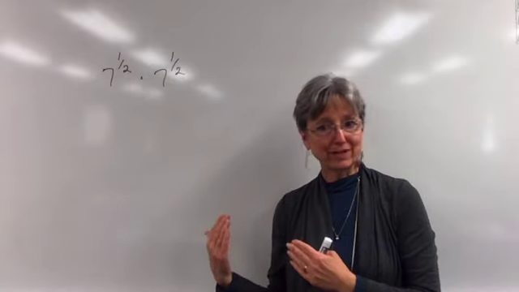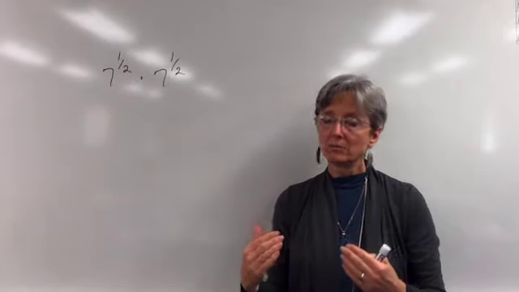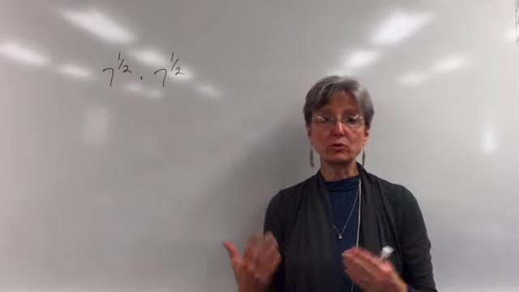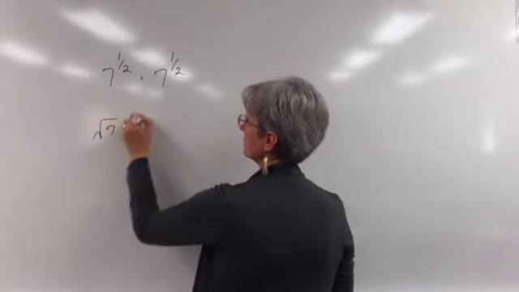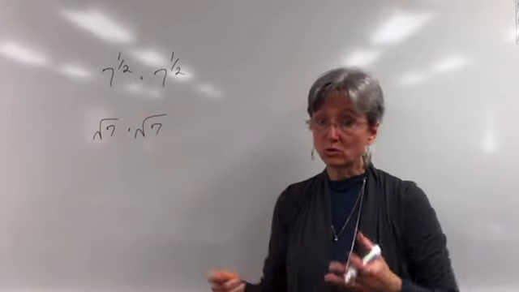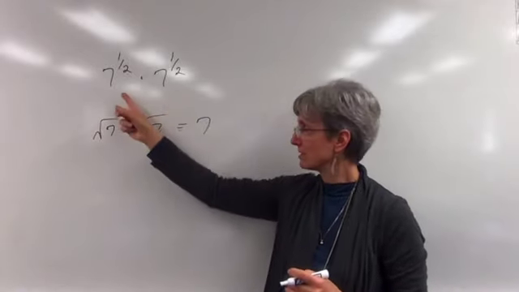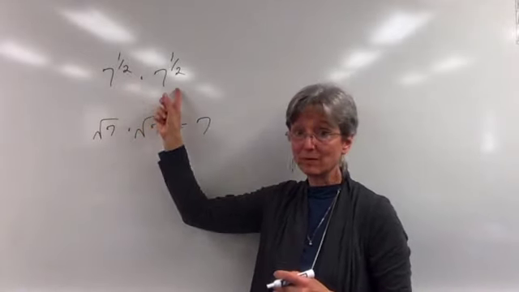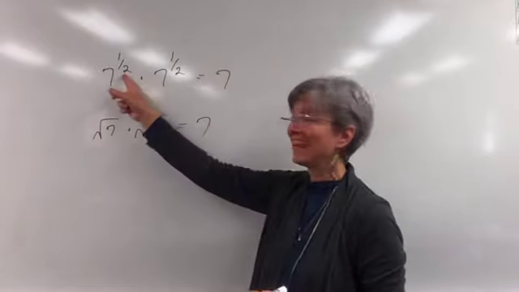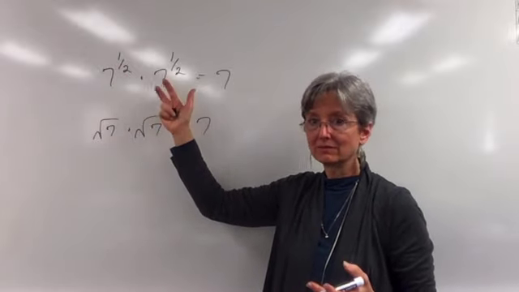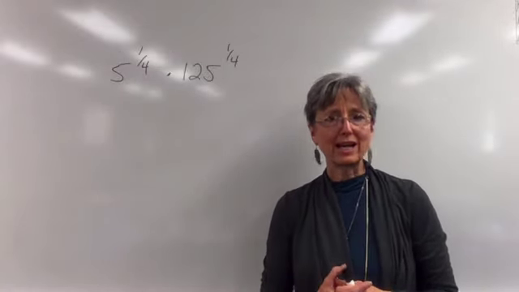Okay, let's simplify this. I have 7 to the power of 1/2 times 7 to the power of 1/2. Remember, to the power of 1/2 is the same as the square root. So if I think about it as a square root, this is saying the square root of 7 times the square root of 7, which is the square root of 49, or 7. If we're thinking about exponents, since I have the same base, I should have 7 to the power of, what's 1/2 plus 1/2? It's 1. Same answer.